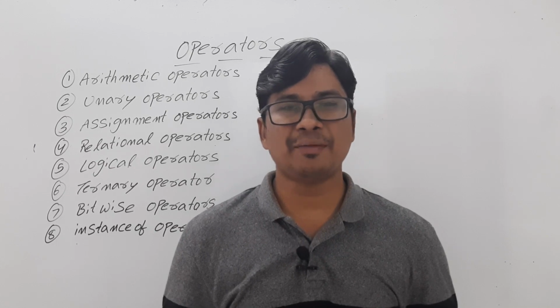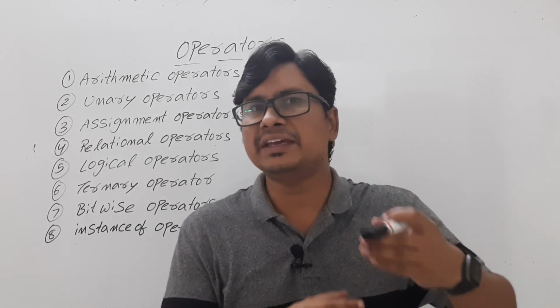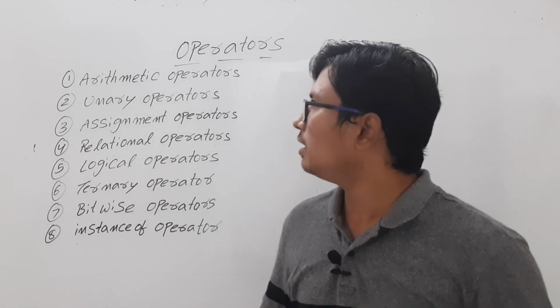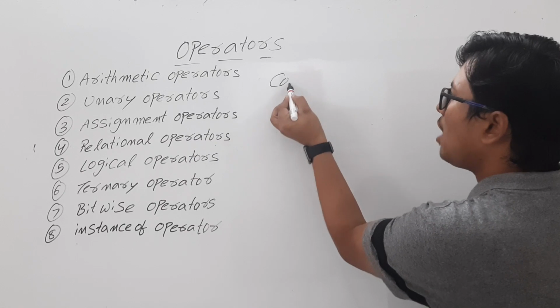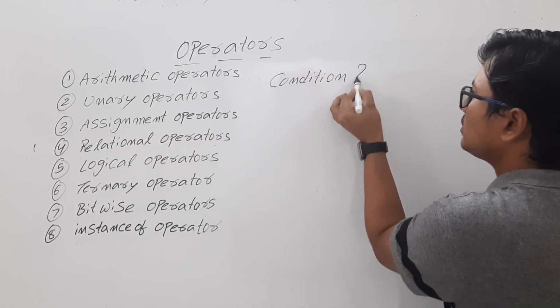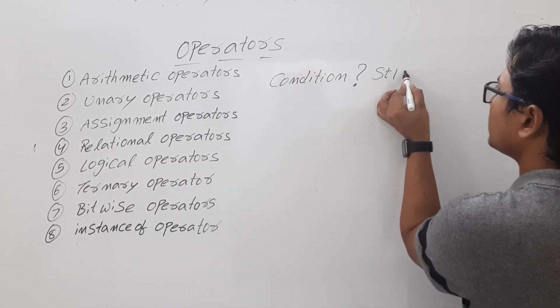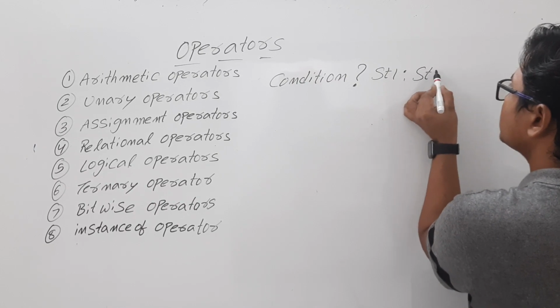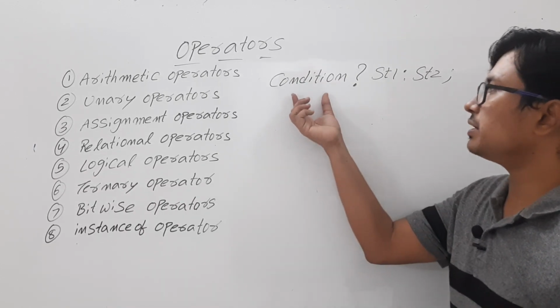Now let me discuss about the ternary operators. The ternary operators will be like if and else only. Like in ternary operator, let me write the generalized syntax. You will have a condition or some expression, then you will have the question mark, you will have the statement 1, then you will have the statement 2. Is it clear? So this is your ternary operator.